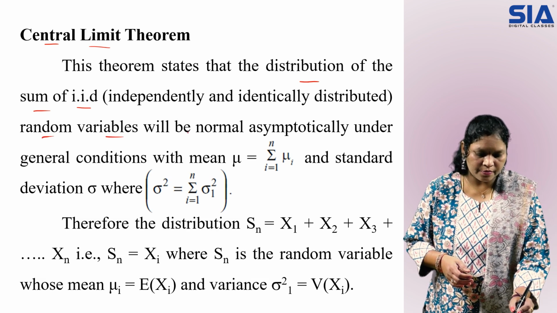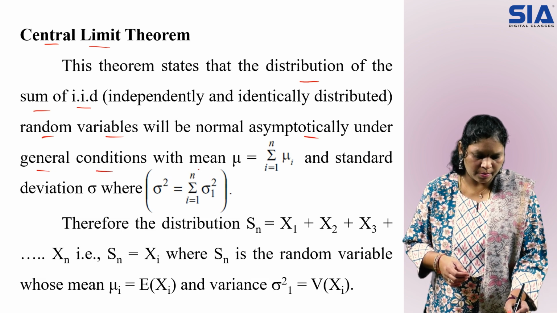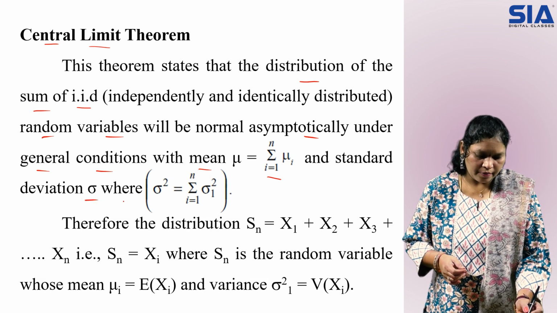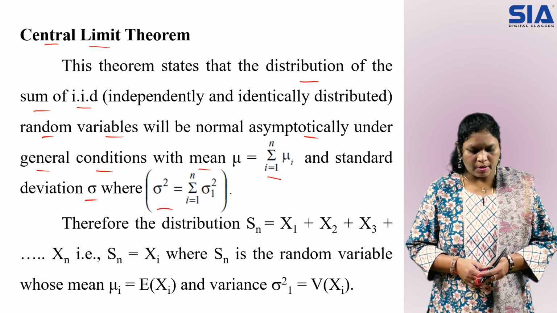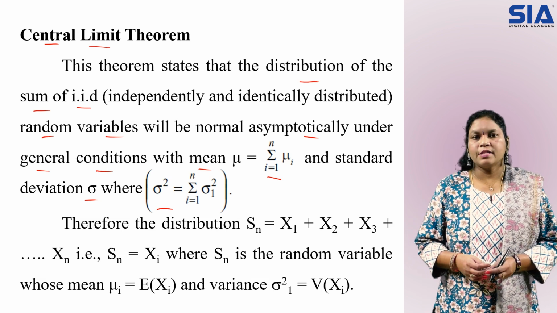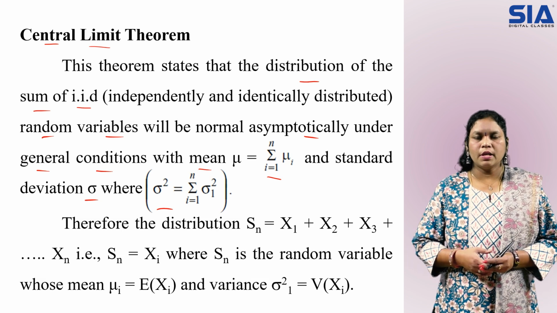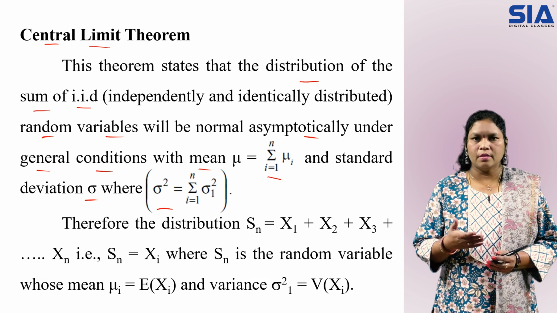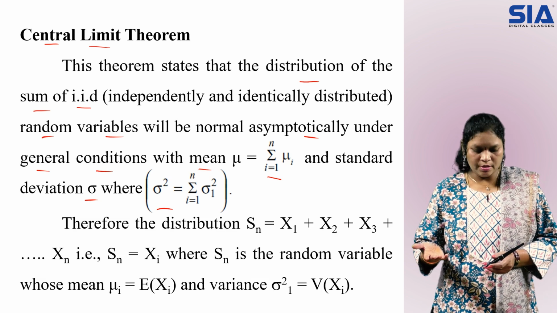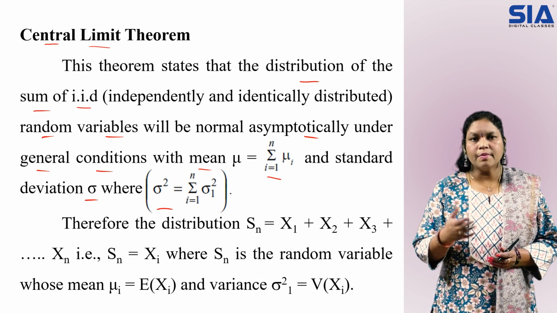The random variables will be normal asymptotically under general conditions, with mean mu equal to the summation of mu i and standard deviation sigma, where sigma square is equal to the summation of sigma i square. So these are the conditions: we have a distribution which is identically independent, and it is a normal distribution with mean mu as the summation of mu i and variance sigma square equal to the summation of sigma i square. Okay, so for the central limit theorem, these are the conditions.